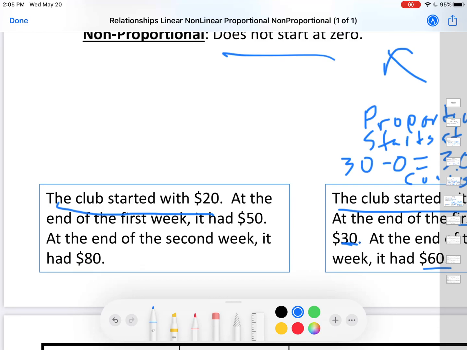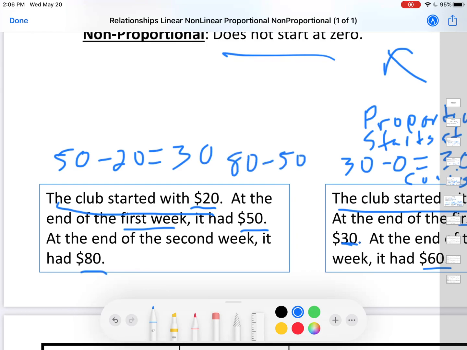Now, we know that this one doesn't start at 0. Therefore, it is non-proportional. But is it linear? Well, to be linear, it has to have a consistent rate of change. They started with 20. At the end of the first week, they had 50. What's 50 minus 20? That's $30 in the first week. At the end of the second week, they had $80. What's 80 minus 50? It's also 30. Are those two equal? Yes.